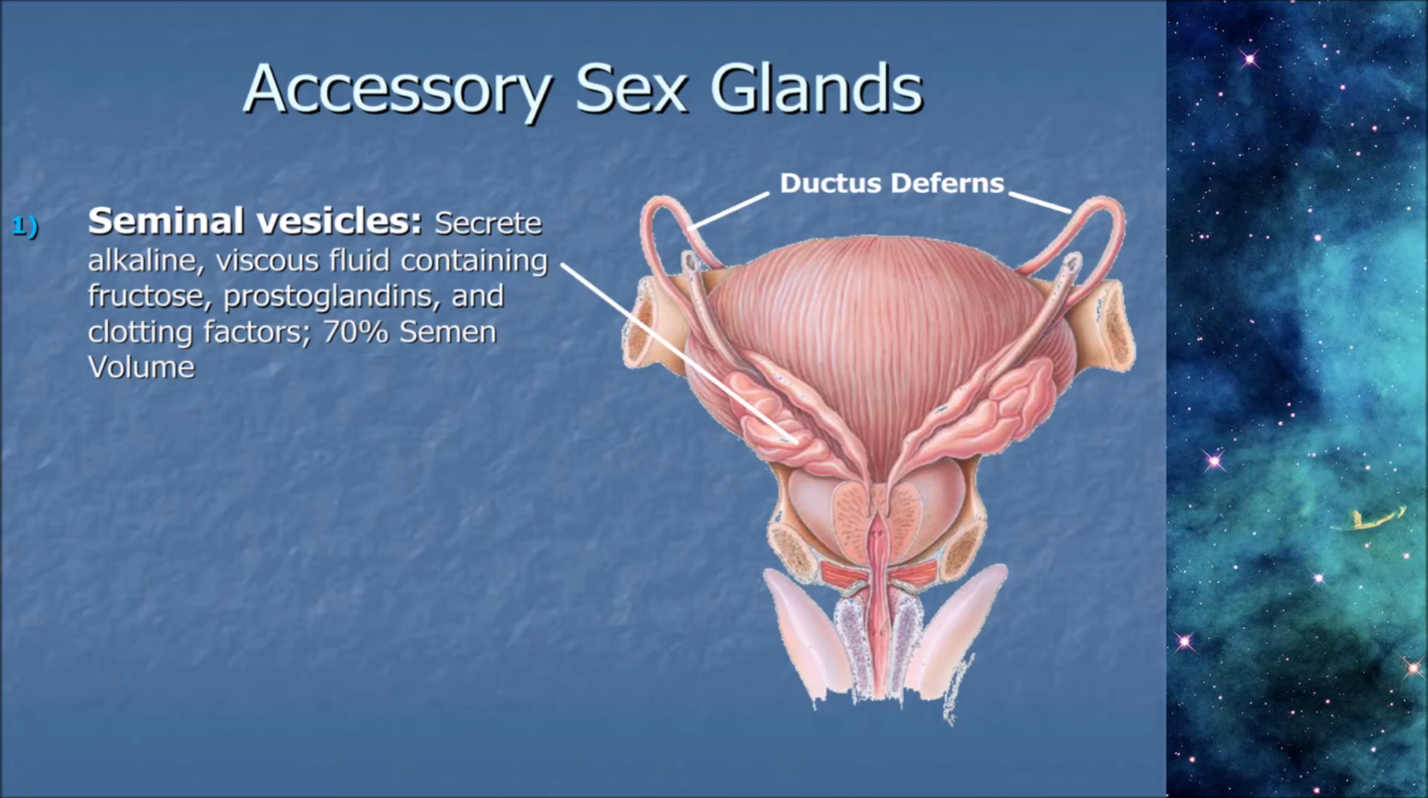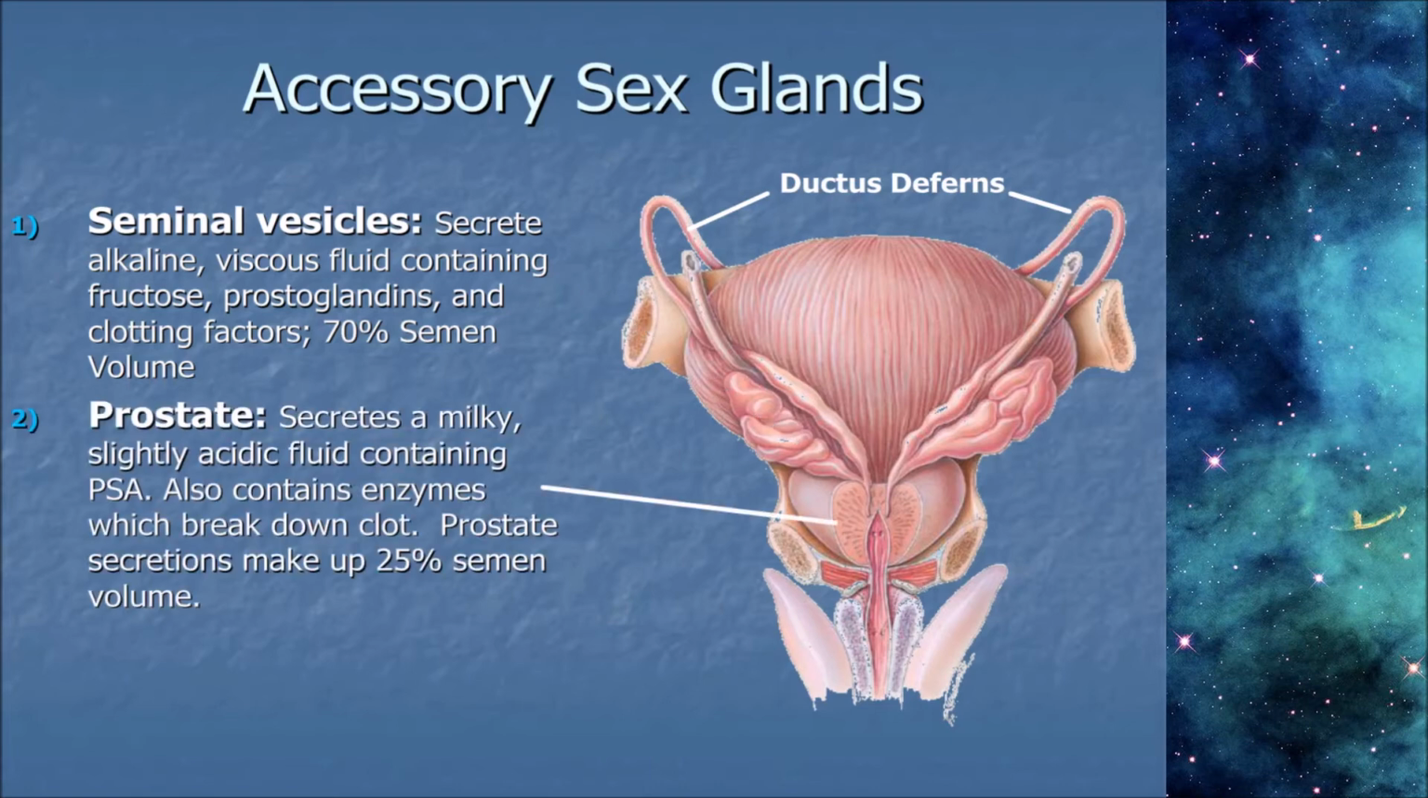The fructose in there is an energy source for our sperm, and the prostaglandins will stimulate smooth muscle contraction. And this is important because even though the penis gets the sperm fairly close to the egg, there's still several inches in between where the egg is and where the sperm are. And so the prostaglandins will stimulate something called reverse peristalsis within the uterus and fallopian tubes, helping to transmit those sperm closer to the site of the ovulated egg.